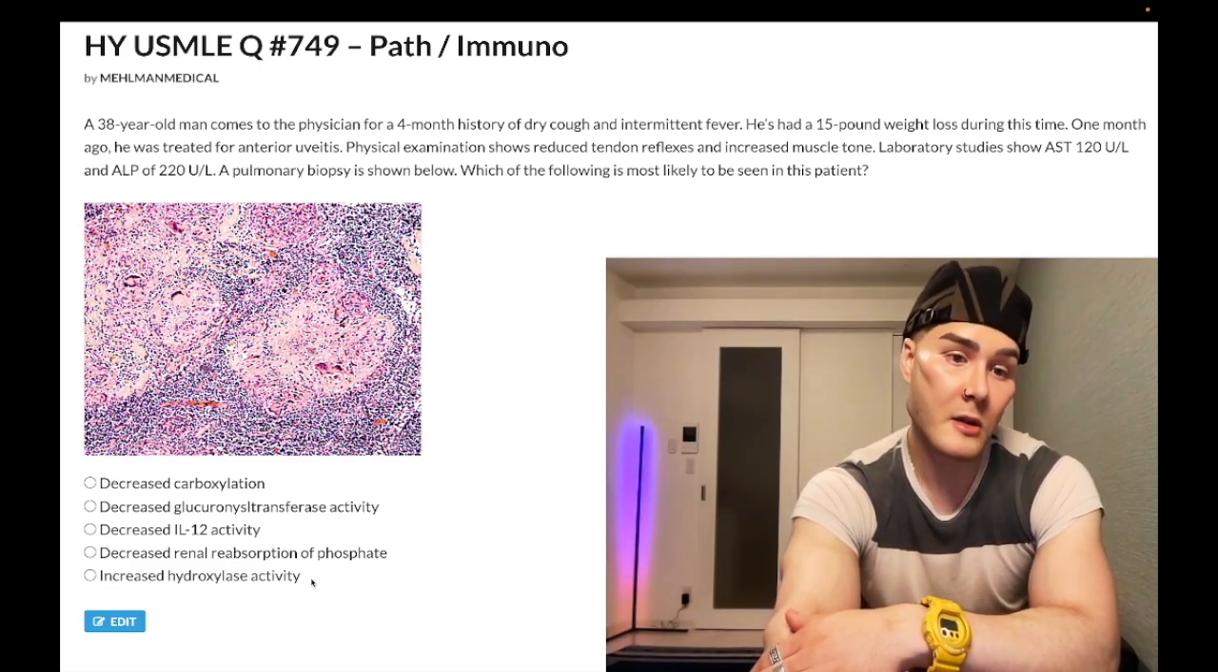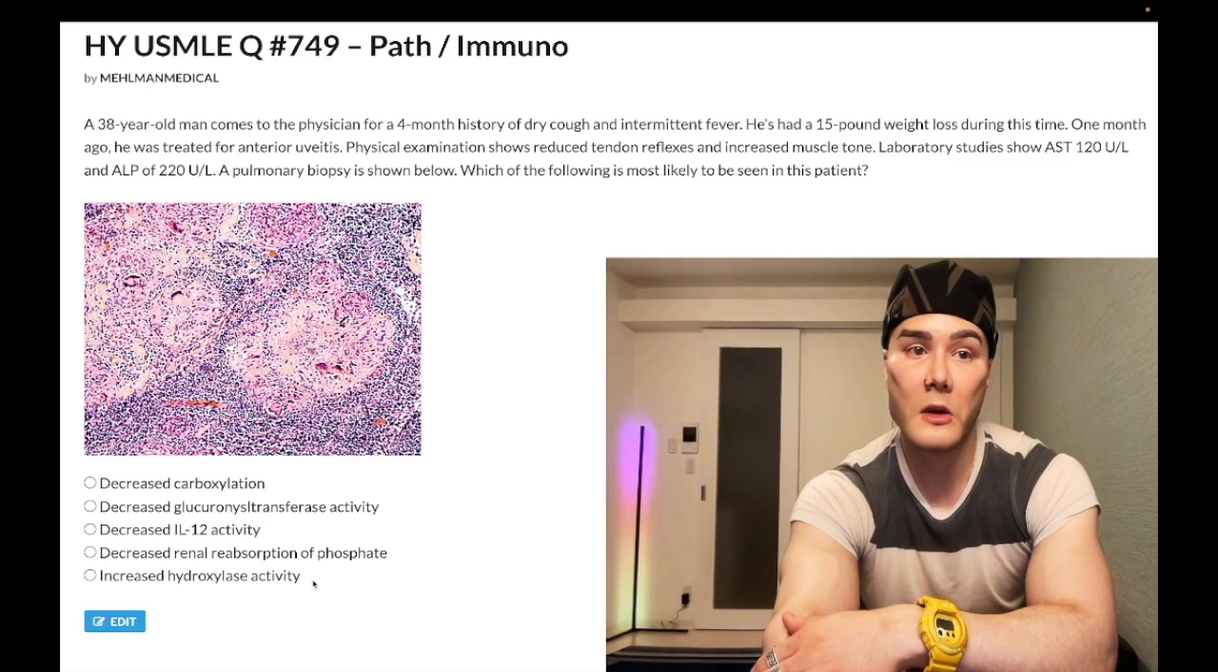Now, this answer, increased hydroxylase activity for the 1-alpha hydroxylase secreted by the non-caseating granulomas, this will be an answer on USMLE. They love this, okay? So hypervitaminosis D can be caused by sarcoidosis.